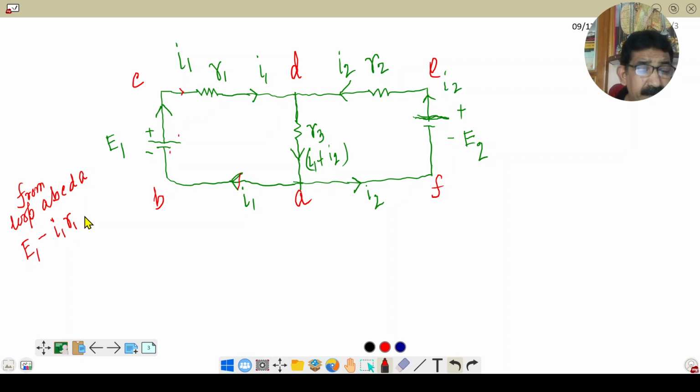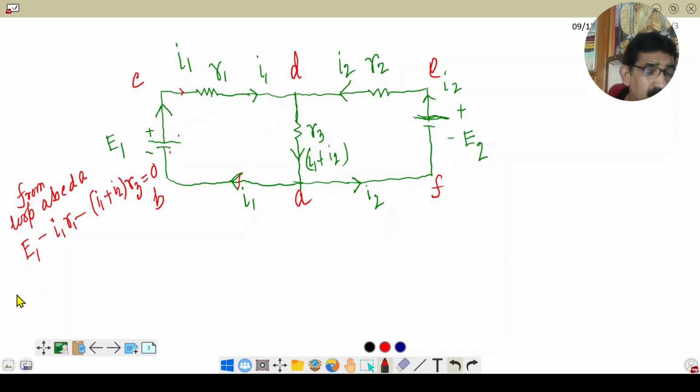Okay. Then we come to this point D, and again along this direction electric current is equal to I1 plus I2, that is flowing through R3, and we are moving along the direction of electric current. That is why this is negative. So this is equal to minus (I1 plus I2) into R3 is equal to 0. So this is the complete loop.